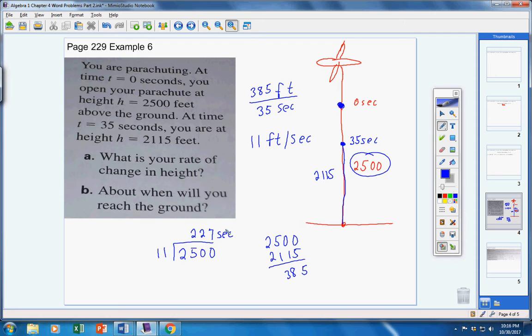227 seconds approximately. This really isn't a very good problem, because we understand that when you pull the cord right here and your chute opens, you're going to fall a lot slower. In fact, if it actually takes you 227 seconds, it's not good. That would actually mean your chute did not open. But to answer their question, using this rate, it would take you about 227 seconds.